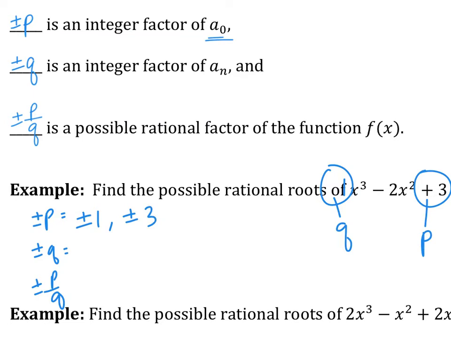3 times 1. p is 3. We're looking for numbers that multiply together to get 3. So 1 and 3. Okay, q. q is 1. What are the numbers that multiply together to get 1? Just 1. All right, so here's how you get p, here's how you get q, and then p over q.